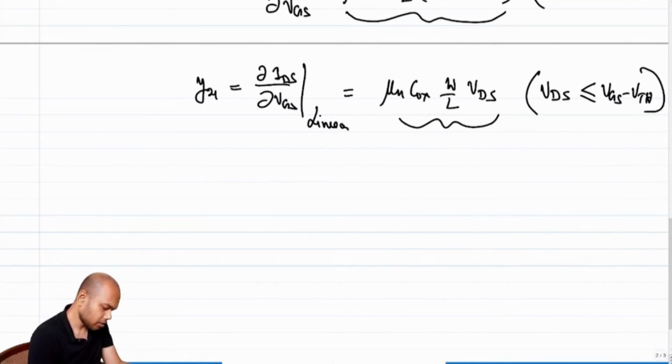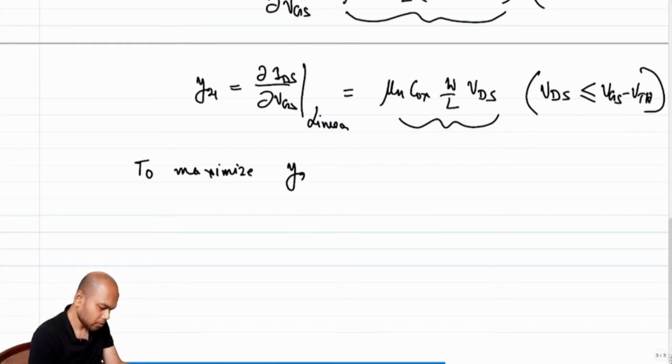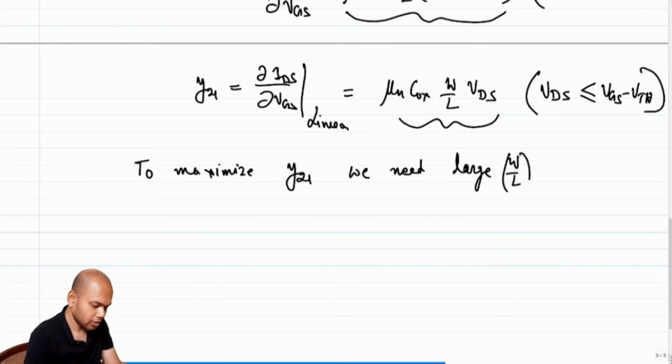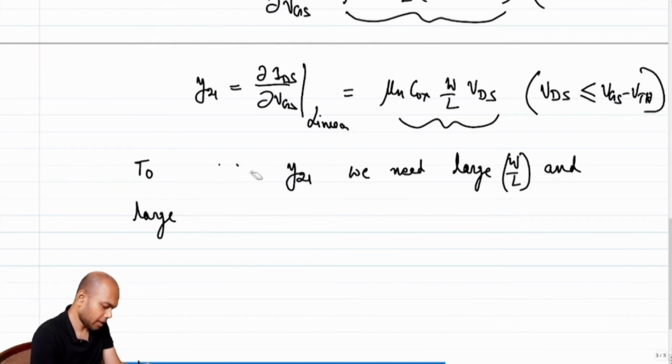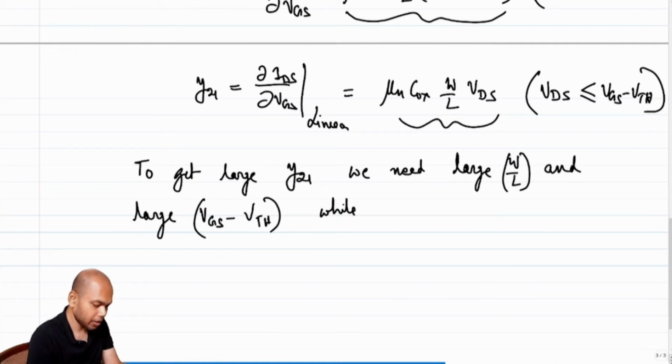So in a nutshell, to maximize, or I shouldn't say maximize, I should say to get large Y21, we need to have large W over L and large VGS minus threshold voltage, while keeping the MOSFET in saturation. So this is crucial.